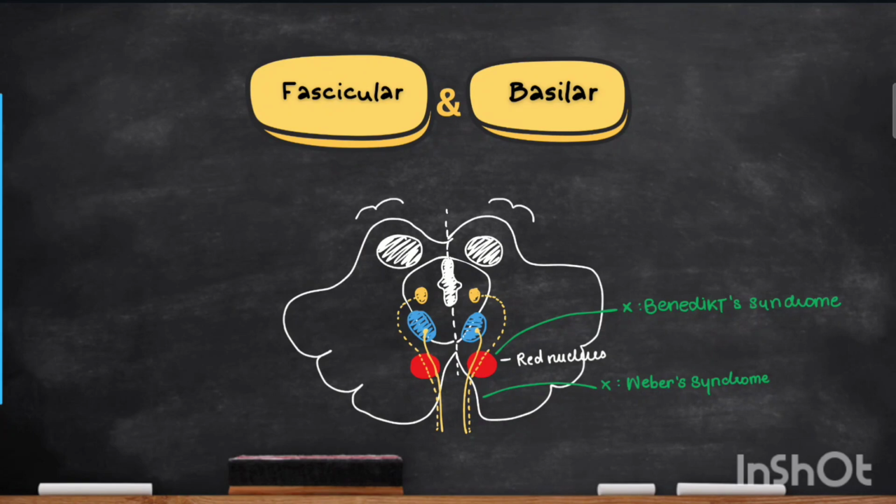Moving on to the basilar part. The basilar part is basically when it emerges out of the cerebral peduncle. So, it is at that time that it is divided into the medial and lateral rootlets.